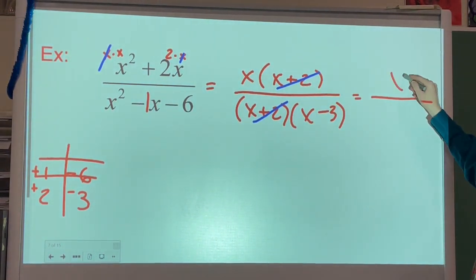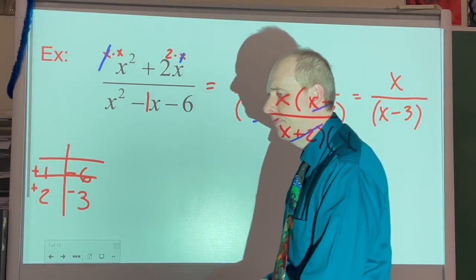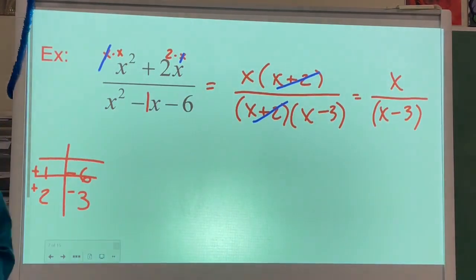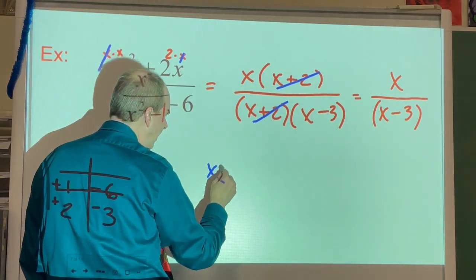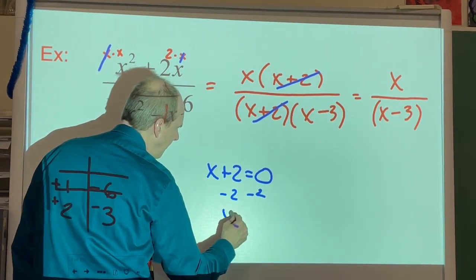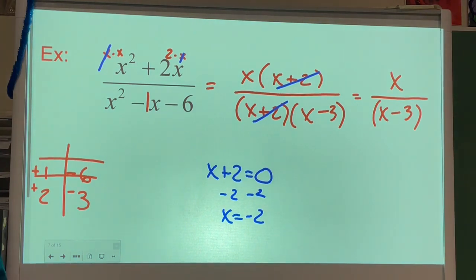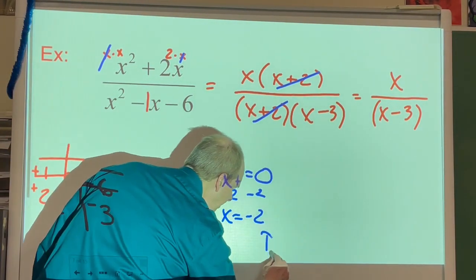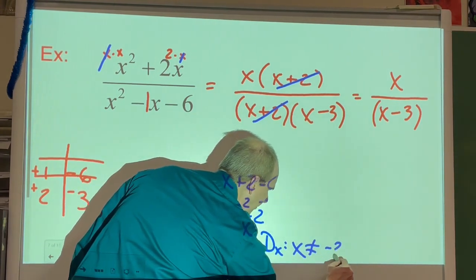What's left up top is x. What's left on the bottom is x minus 3. We have simplified our function, but there are still two things that cannot be in our domain. The first one comes from here. I factored and I canceled an x plus 2. Set it equal to 0. There is a hole in the graph when x is negative 2. My domain, x does not equal negative 2.